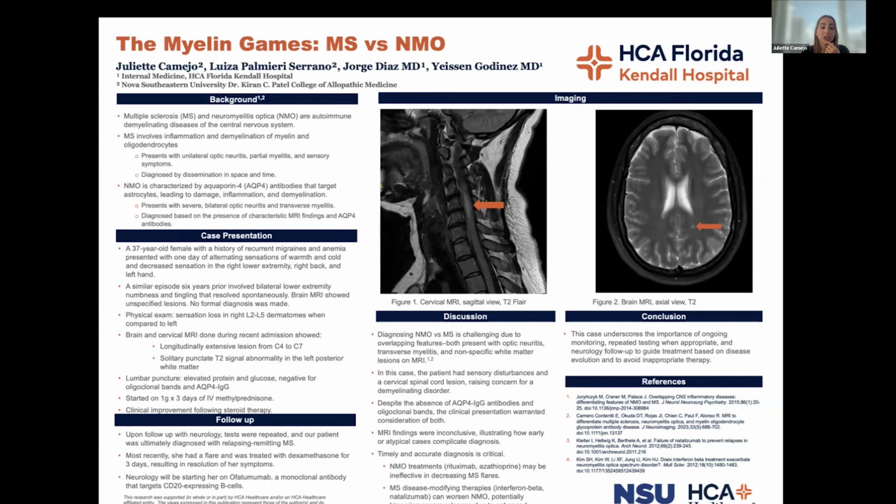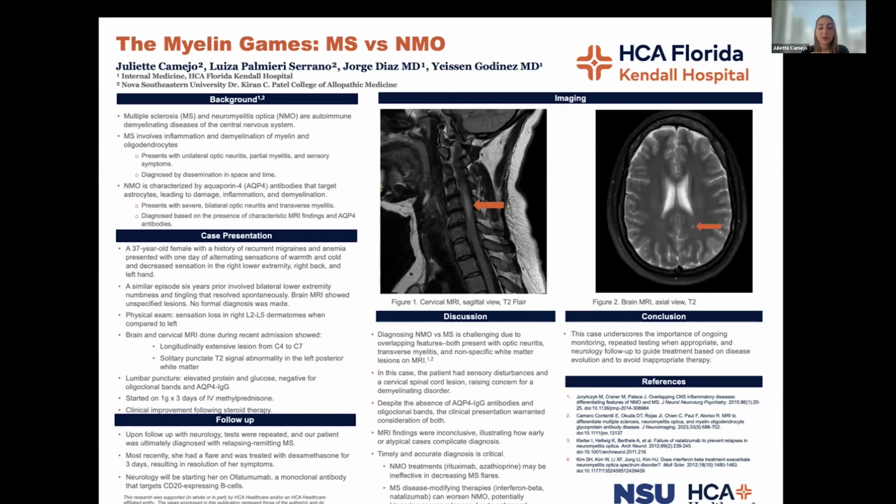So our patient is a 37-year-old female. She has a history of recurrent migraines and anemia. She presented with altered sensation, describing alternating warm and cold feelings and decreased sensation in the right lower extremity, the right back, and the left hand. Interestingly, she had experienced a similar episode 6 years prior involving bilateral lower extremity numbness that had eventually resolved on its own. At that time, the brain MRI that she had revealed nonspecific lesions, but no official diagnosis was ever made. So in this visit, when she presented a couple of months back, her physical exam showed sensation loss in the right L2 to L5 dermatome compared to the left side.